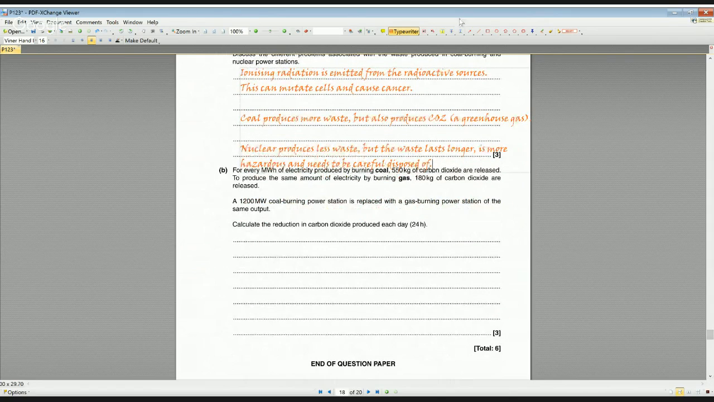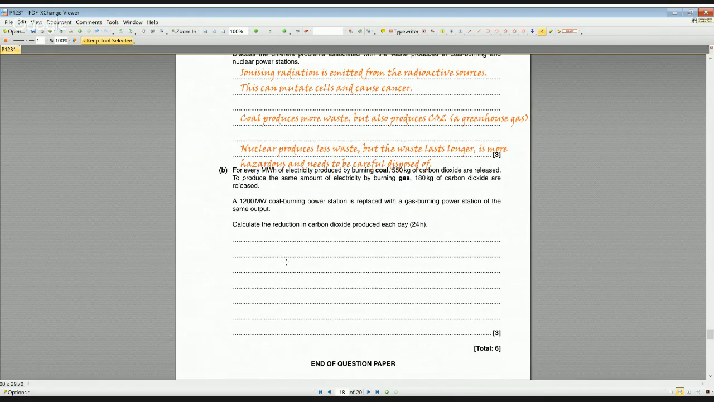Finally, we end with a calculation related to this. So it says that every megawatt hour of coal, 550 kilograms of CO2 are released. For burning gas, 180 kilograms are released. So a 1200 megawatt coal burning power station is replaced with a gas burning power station with the same output, 1200 megawatts.